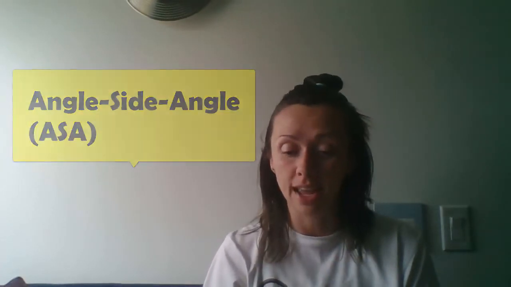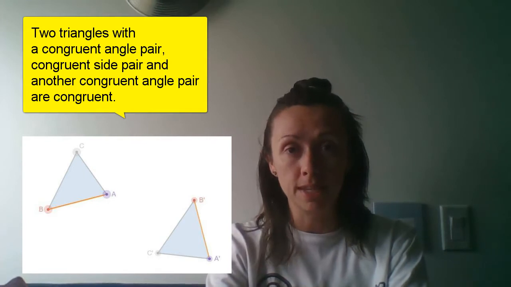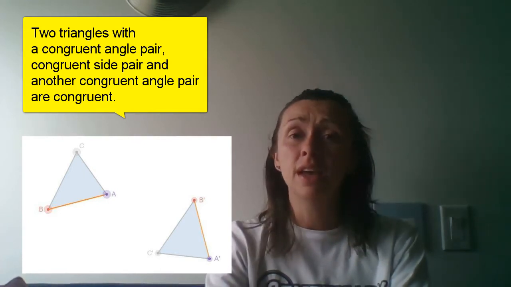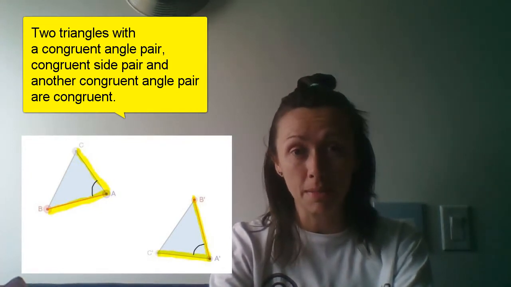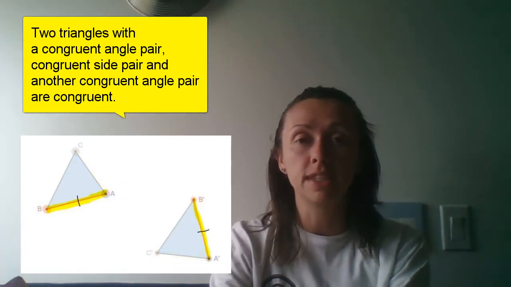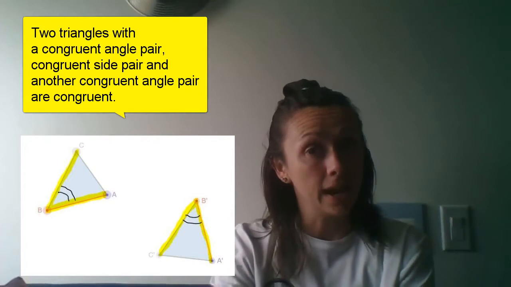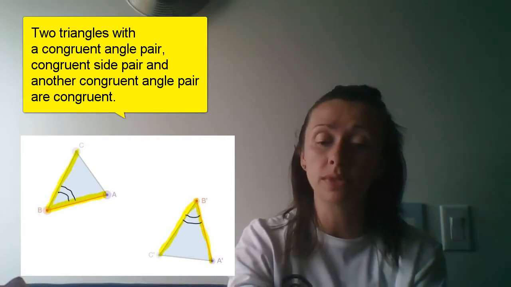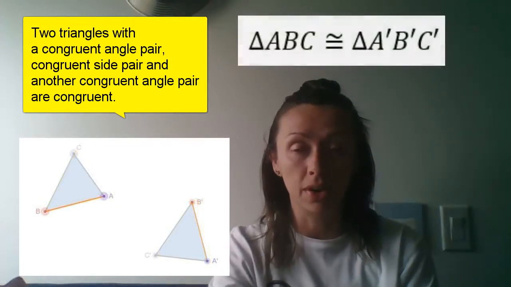The angle side angle congruence criteria for triangles states that if we are given two triangles, such as triangle ABC and triangle A prime, B prime, C prime, if the measure of angle CAB is equal to the measure of angle C prime, A prime, B prime, and the length of side AB is equal to the length of side A prime, B prime, and another angle pair, the measure of angle CBA is equal to the measure of angle C prime, B prime, A prime, then the triangles are congruent.